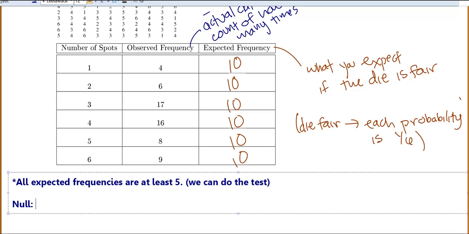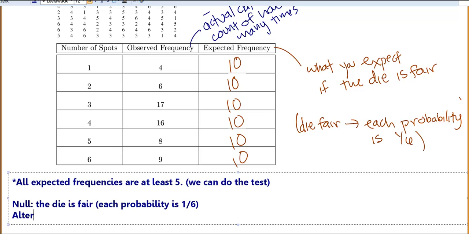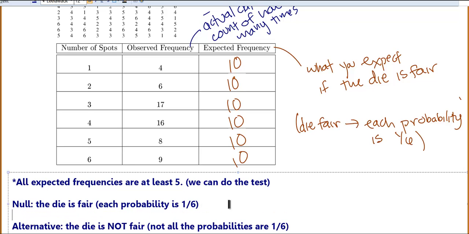So now the null hypothesis is that the die is fair, or in other words, each probability is 1/6. The alternative is that the die is not fair, or not all the probabilities are 1/6. So some probabilities might be higher, some probabilities would be lower, but they're not all 1/6.